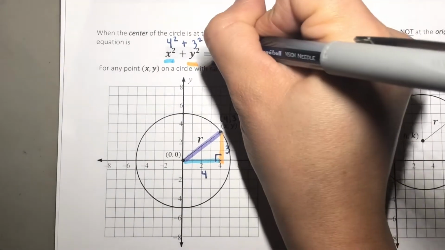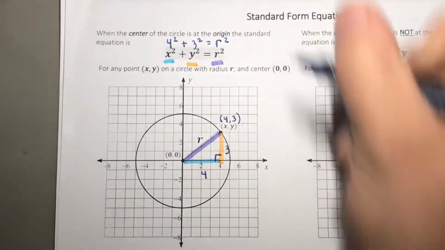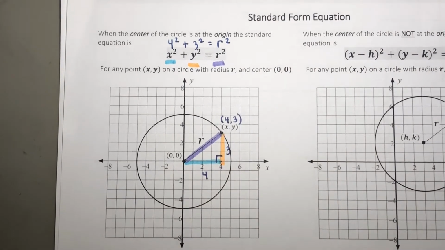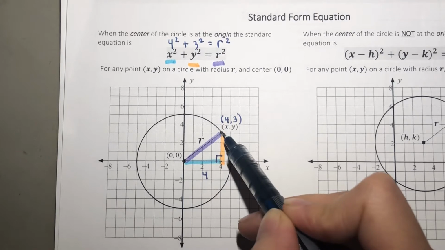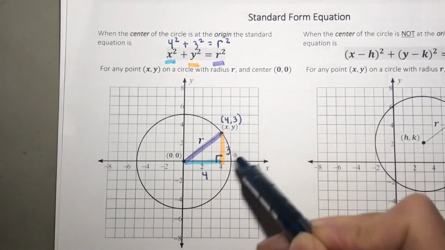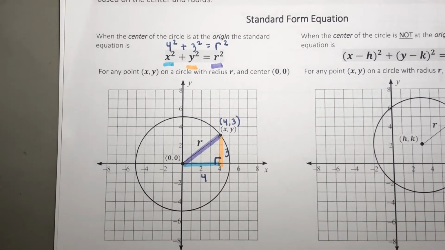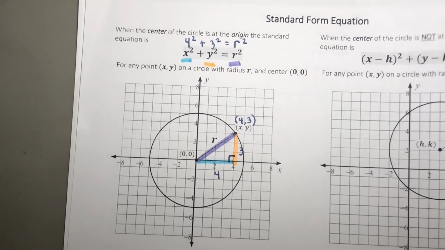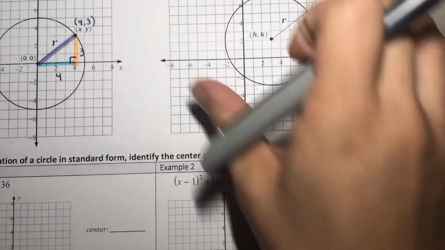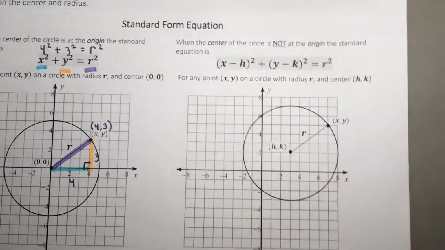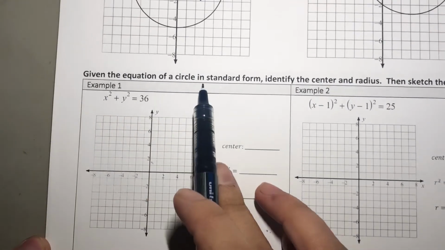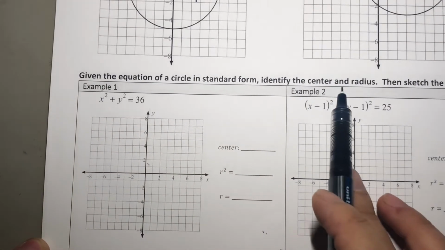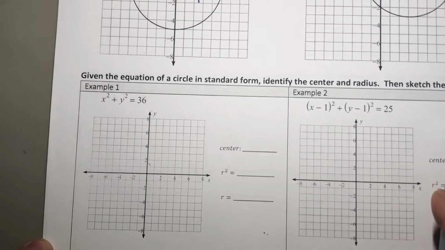And that's how we can define the radius, the distance between the center of the circle and any point on the circle. Okay. All right, so let's look at the first example, and then we'll go back to this other equation. Okay, so given the equation of a circle in standard form, identify the center and radius, then sketch the graph.